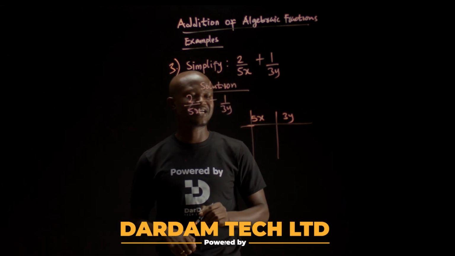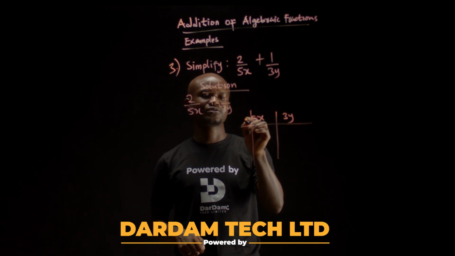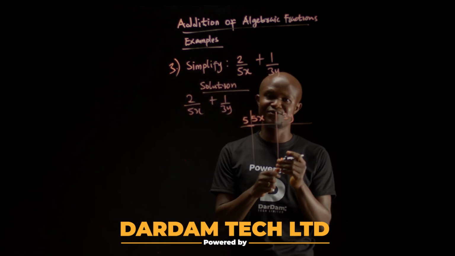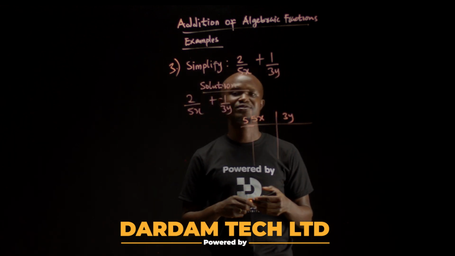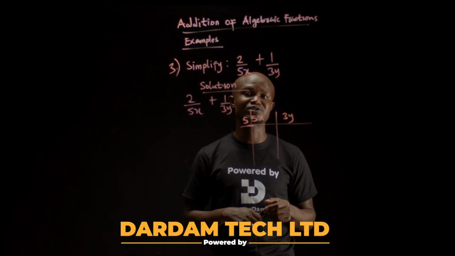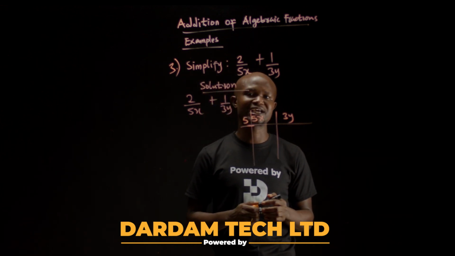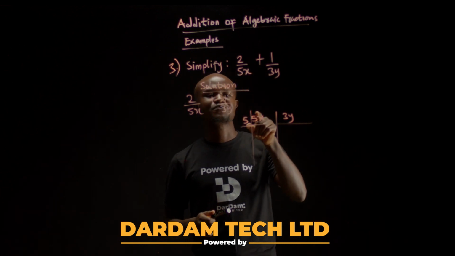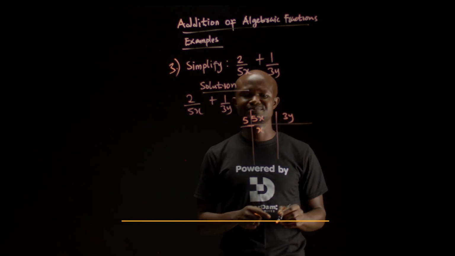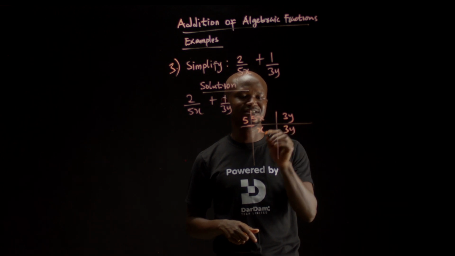So what can we use to divide this? We can decide to use 5 first, because for LCM, if you remember in some of our previous lessons, we discussed how we can find the LCM of 2 algebraic expressions. Now, 5x divided by 5, we have x. 3y divided by 5, 5 cannot go, so you have to write it.